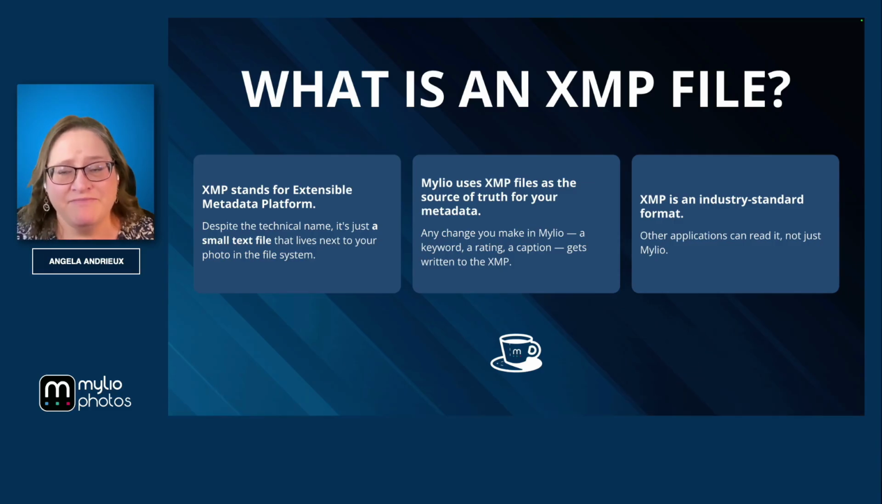XMP is an abbreviation for Extensible Metadata Platform. You don't need to remember that, but some people like to know what's going on behind the scenes, so I wanted to let you know what that term stands for. And really, it's just a small text file that lives in your file system next to your photo, and it holds all of the information about your image.